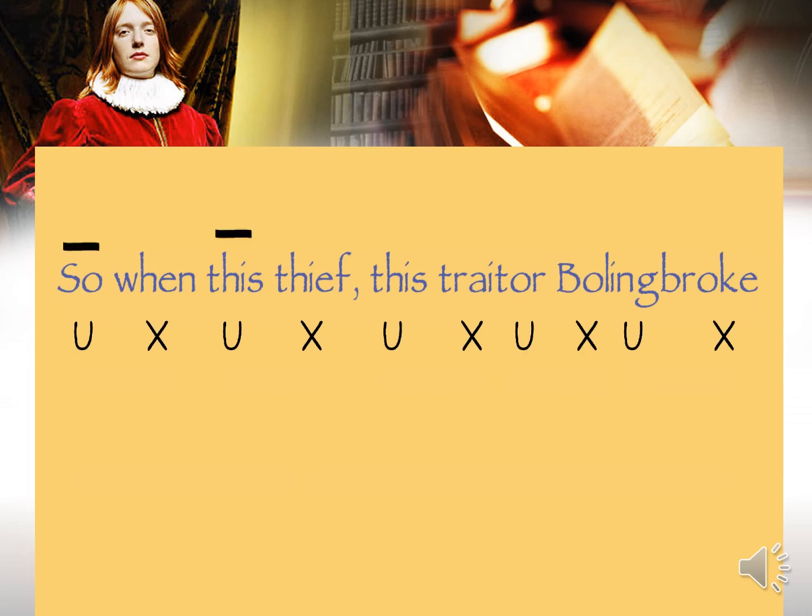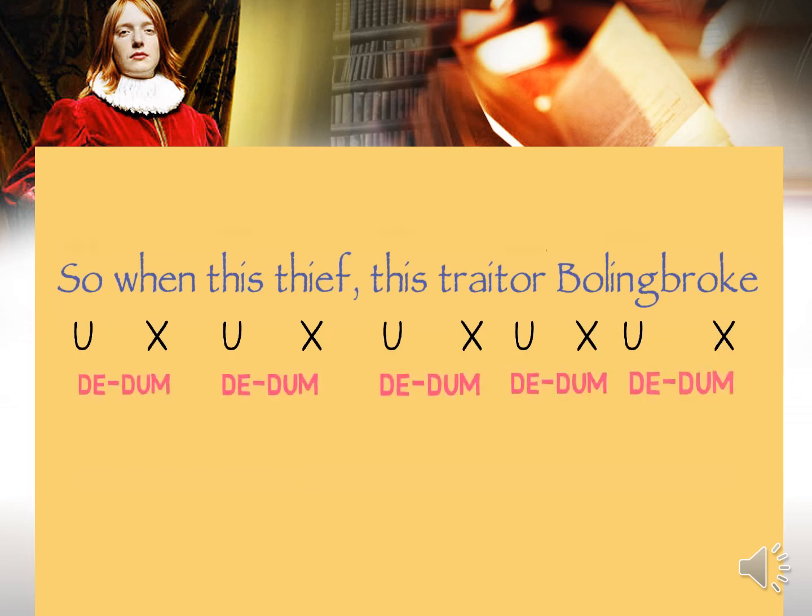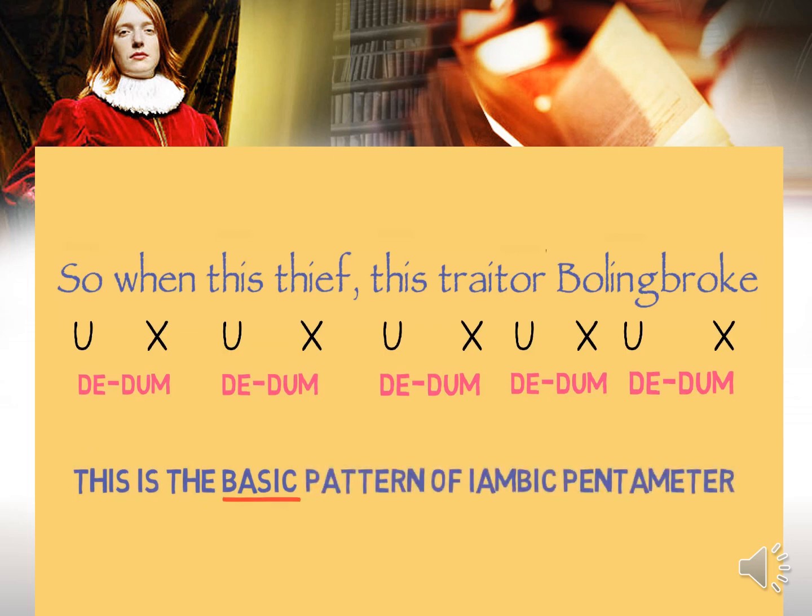So when this thief, this trai, tor Bolingbroke. So the di-dum rhythm is the basic pattern of iambic pentameter, and it also sounds quite speech-like in English. So, in summary, verse in Shakespeare's plays is written in iambic pentameter, which is 10 syllables divided into 5 feet, and each foot is an iamb. Simple as that.